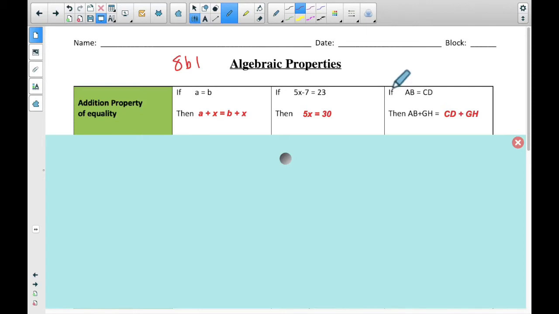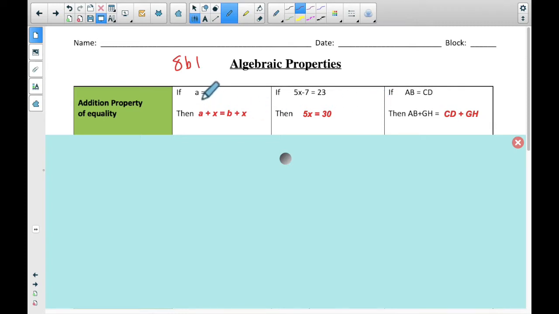Hi everybody, in this unit we are starting a new section. It's still Unit 8, but we're getting into proofs. And so today we're going to talk about some basic properties that we have to know for proofs. All of these properties are things that you've learned before, and I'm just going to go through and review them with you.